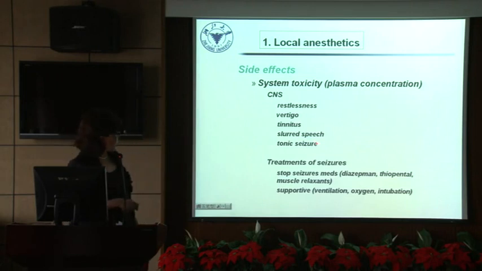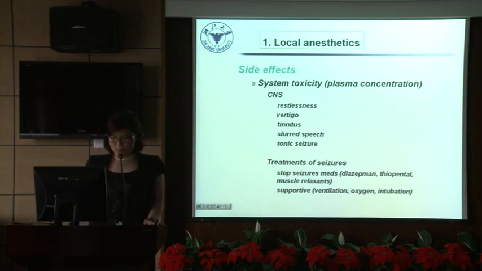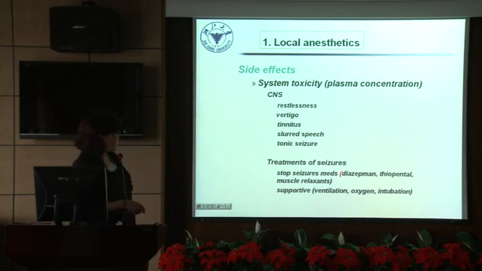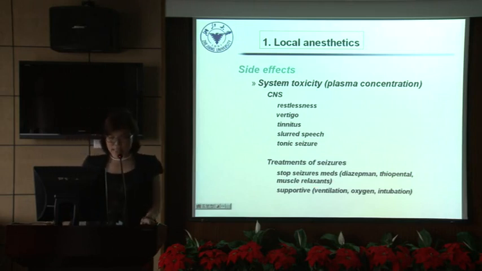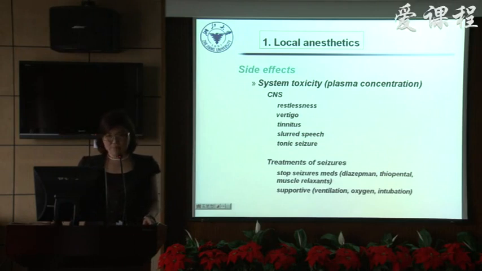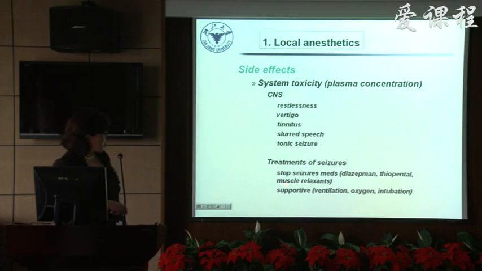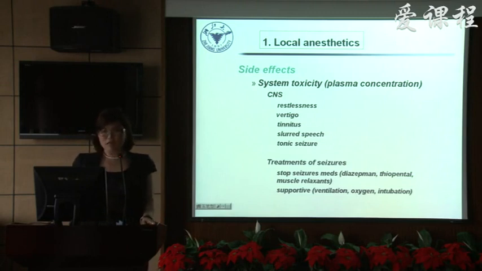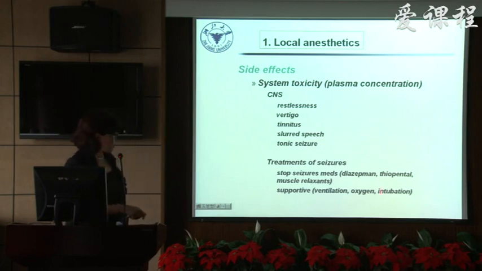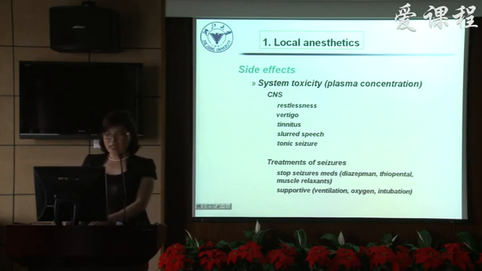And if patients suffer from tonic seizures, we can give a treatment to stop it, for example, diazepam, thiopental, or muscle relaxants, according to the seriousness of the seizures. And sometimes we may need supportive ventilation, or need to give oxygen, for some special patients. If the seizures are very severe, we should intubate the patient to maintain the ventilation.